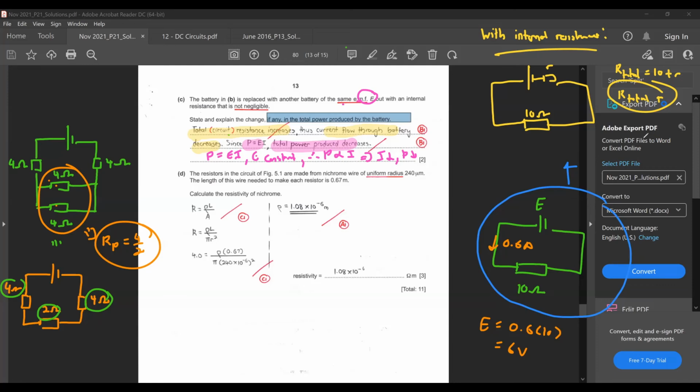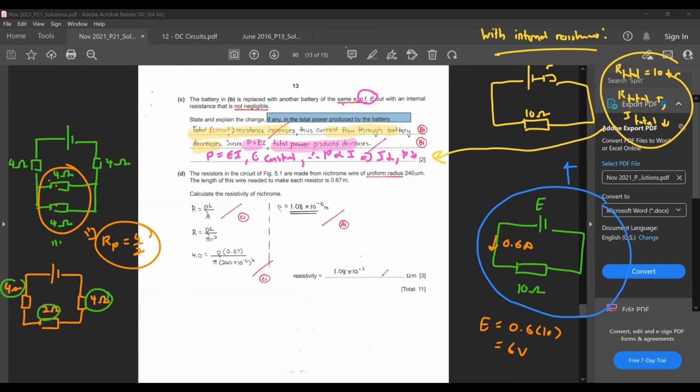So this one, I think I better just write it here properly. R total increases, I total drops. Okay, so this one will then tie back to this one. Okay, so this one is all right. Then we move to part D.